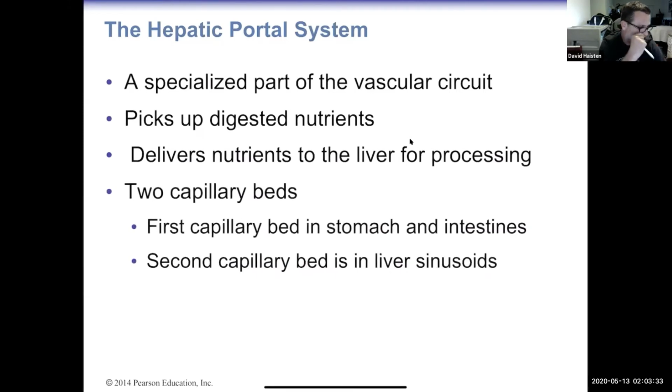Okay, so what we have with the hepatic portal system, we have two capillary beds. It's a set of two capillary beds, and you'll see what that image looks like in a second. The first capillary bed is in your stomach and intestines. So very little absorption actually happens in your stomach except for alcohol. Okay. Your small intestine is all about absorbing everything. Your large intestine absorbs very little. Your large intestine reclaims water. What happens when water is not being reclaimed by your large intestine?